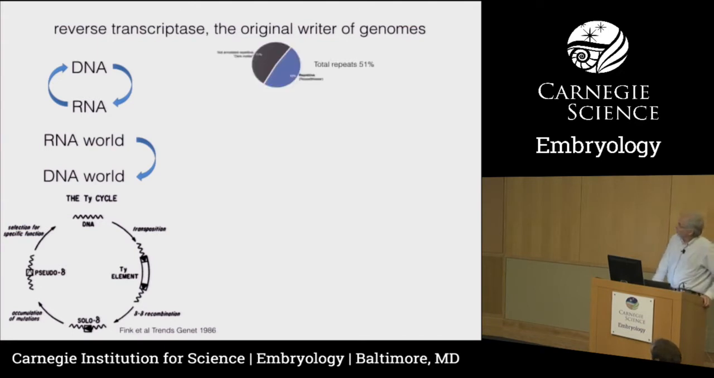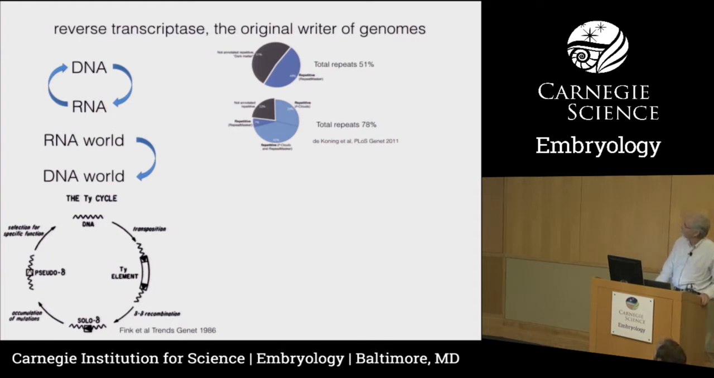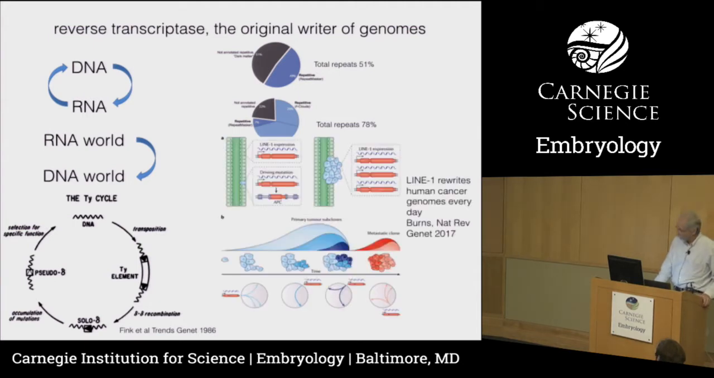So in our genome, we have at least 50% repetitive DNA, and that's a conservative estimate. So de Koning et al., using a more sensitive method for detecting ancient copies of repeats, suggests that it might be as high as 78%. So certainly the vast majority of our genome has been written by reverse transcriptase over the years.